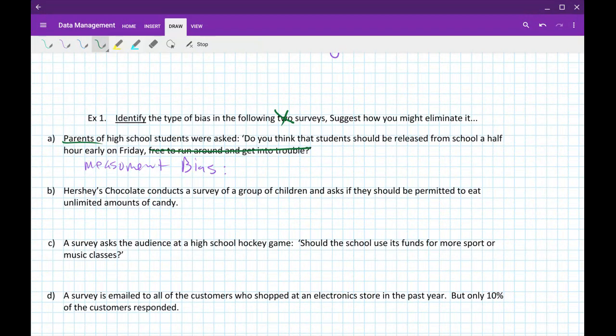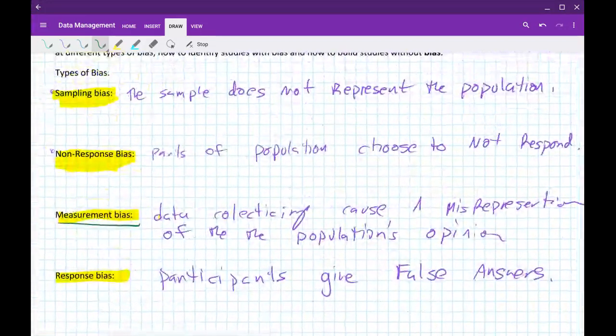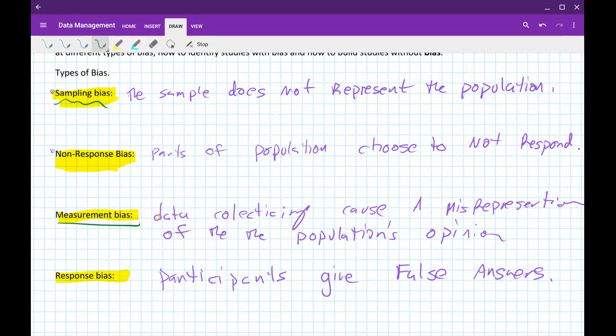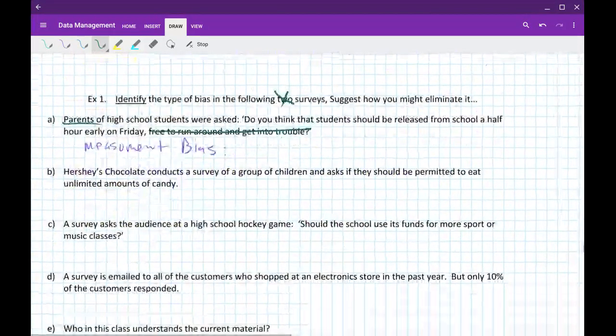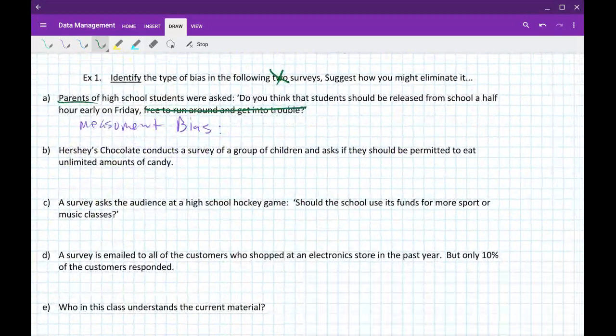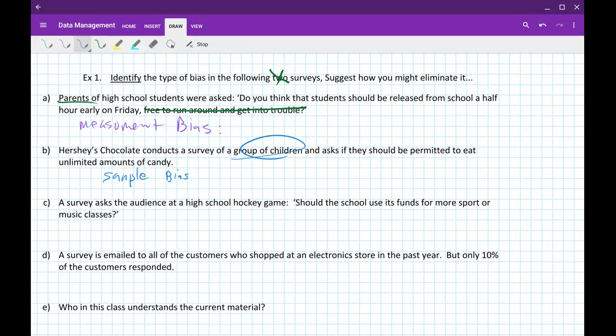All right, next question is Hershey's Chocolate conducts a survey of a group of children and asks if they should be permitted to eat unlimited amounts of candy. All right, so this is clearly bias, sampling bias, right? I'm going to go with the sampling bias here because it's like going to that hockey game and asking hockey players how to spend money at the school. So in a way here, you're going to a group of kids and asking if they should be allowed to eat candy when they're really not the population that should be deciding this kind of information. Yeah, you can ask them, but you got to ask maybe non-children as well, and some doctors and other people like that, right? So this would be a sampling bias, right? And how do you fix this? You don't necessarily ask only children, right?